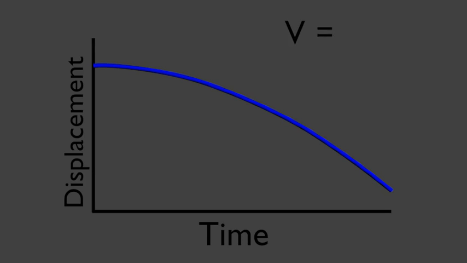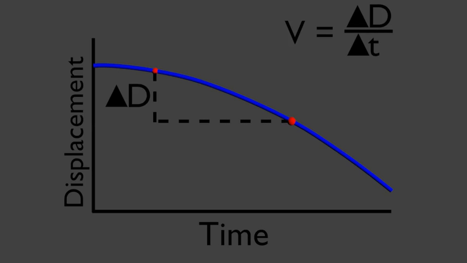Now, the velocity is our change in displacement over our change in time. So we'll go ahead and pick 2 points on our graph, and we'll find the change in displacement here and our change in time. And we notice that this is the same equation as the slope of the line that passes between those 2 points. Now this will give us the average velocity between the 2 points.